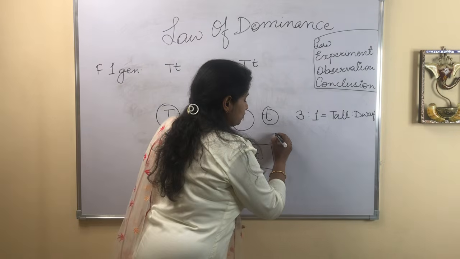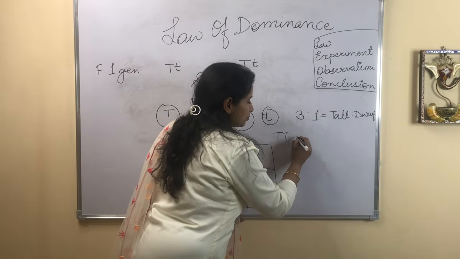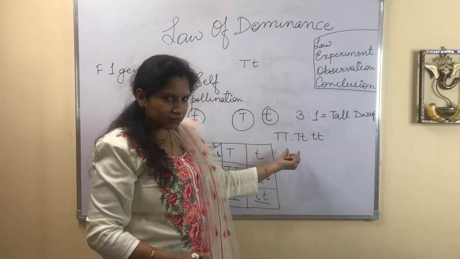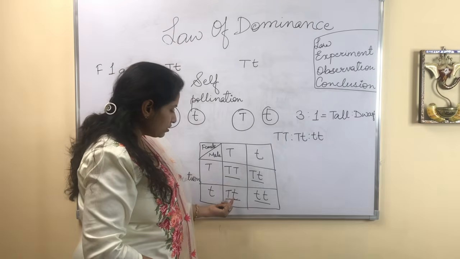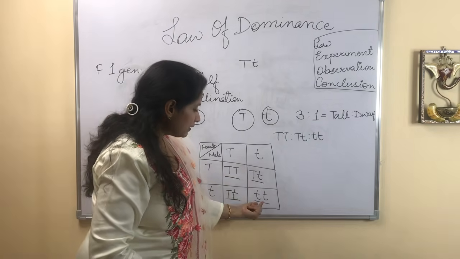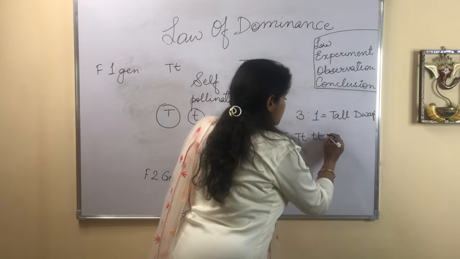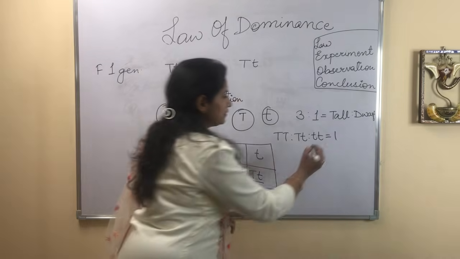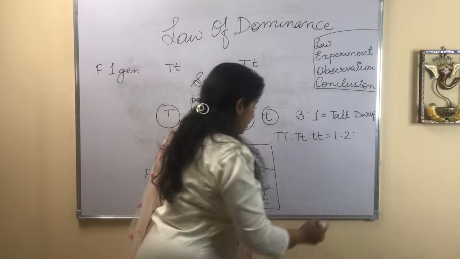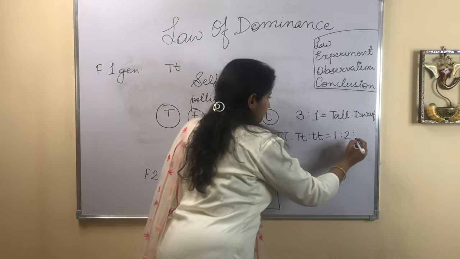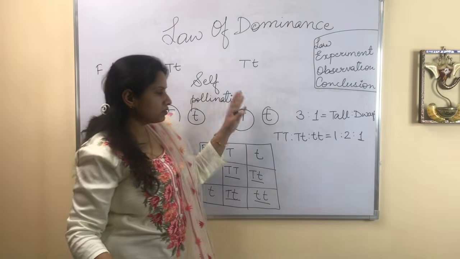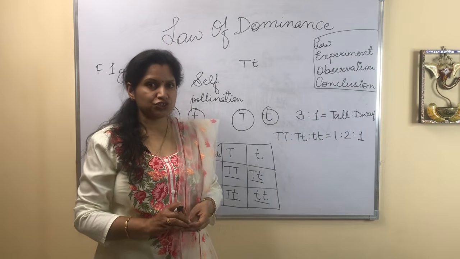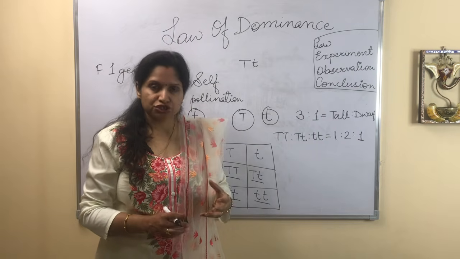If we write the genotypic ratio, meaning how the genes look, how they exactly are: capital T, capital T, one possibility. Capital T, small t, that was another possibility. And the third one was small t, small t. So what's the ratio? One is capital T, capital T. Two are capital T, small t. And one is small t, small t. So those were the plants that were formed in the second generation, in the F2 generation.